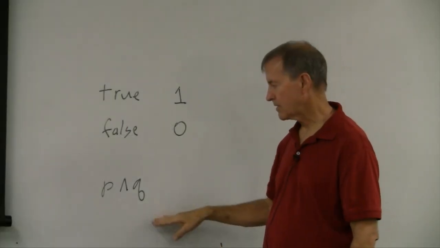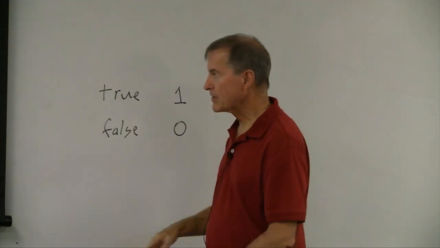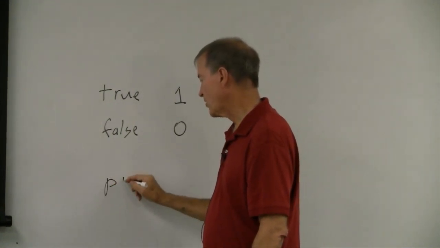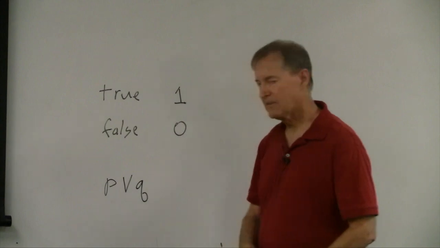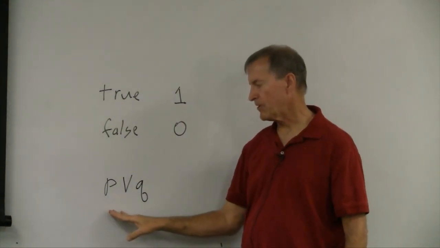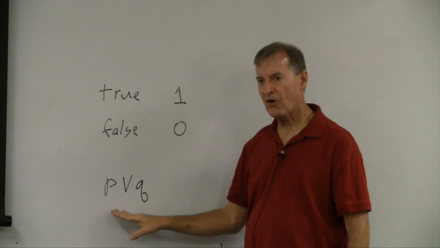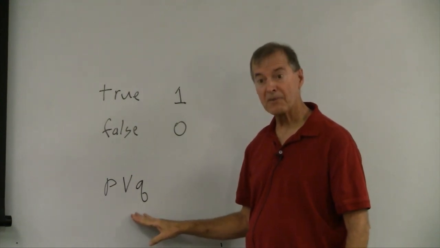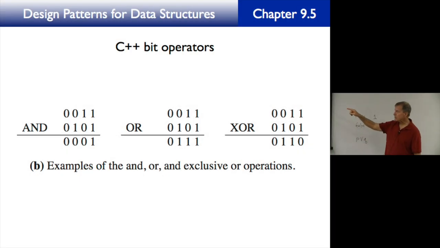Okay, so now the next one is or. What do you know about P or Q? When is P or Q true? One or the other or both. So do you see that this next one is if you do false or false, what do you get? False. This happens bitwise, at each position. False or false, false. And then if you do false or true, what do you get? True. True or false, you get true. True or true, you get true. Are you with me?